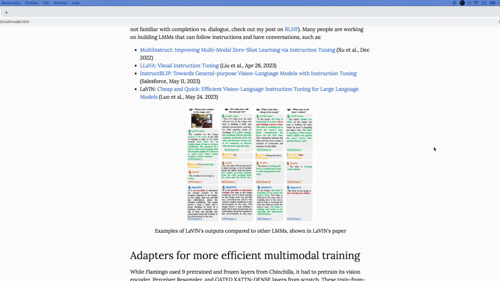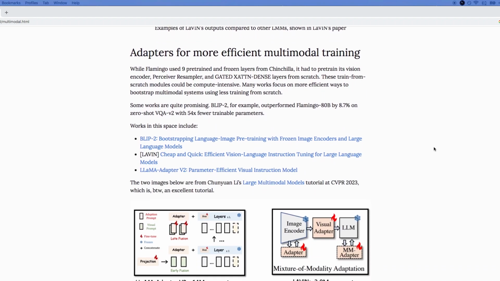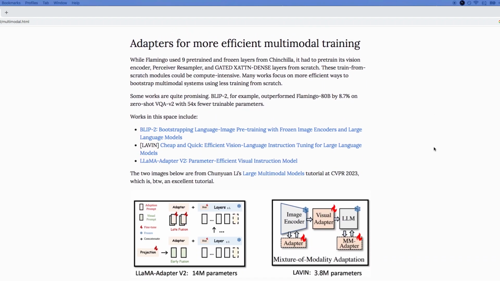LLaVA, visual instruction tuning, Liu et al., April 28, 2023. InstructBLIP, towards general-purpose vision language models with instruction tuning, Salesforce, May 11, 2023. LaVIN, cheap and quick, efficient vision language instruction tuning for large language models, Luo et al., May 24, 2023. Examples of LaVIN's outputs compared to other LMMs, shown in LaVIN's paper.